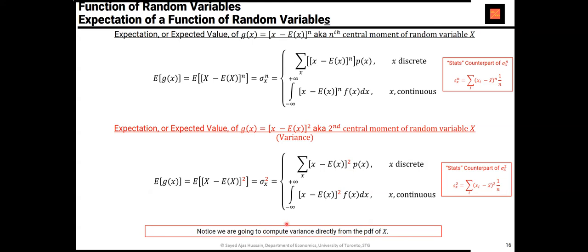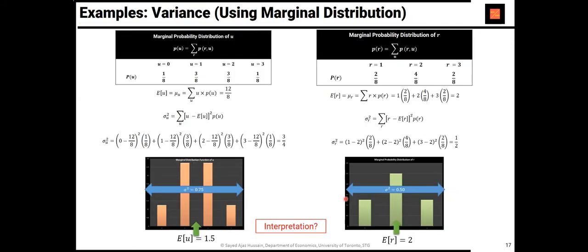I'm now going to compute the variance of x directly from the PDF of x. Okay? Let's do, excuse me, a simple example. You remember the u's and the r's. So I know that if I want to find the variance of u, I have to take each value of u, subtract the expected value, square it, multiply by probability. So before you can do this, you have to first find the expected value, which was done previously as 12 divided by 8.